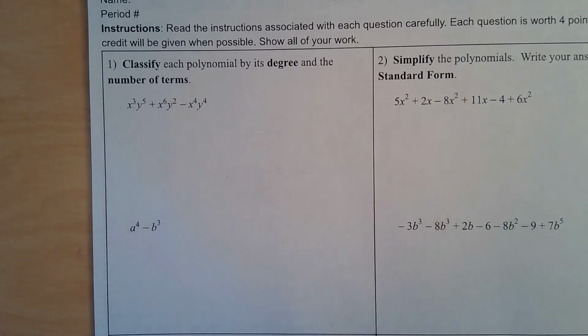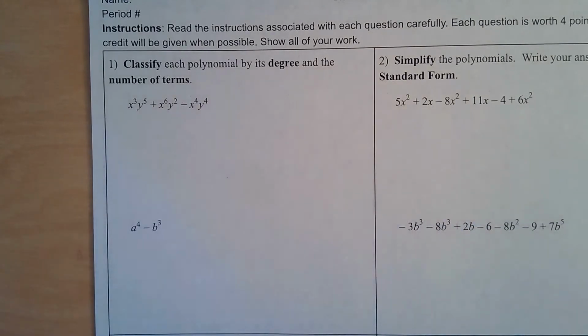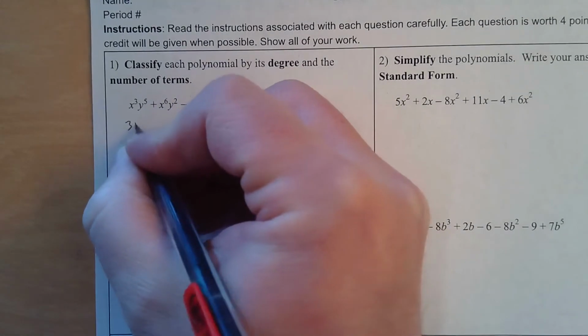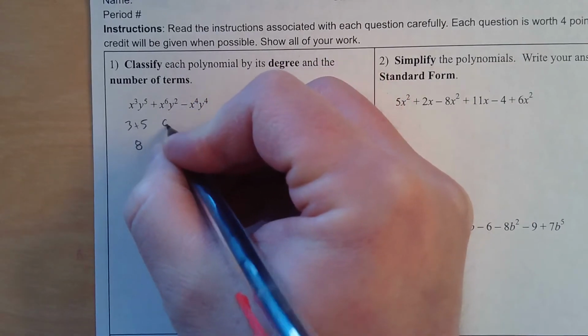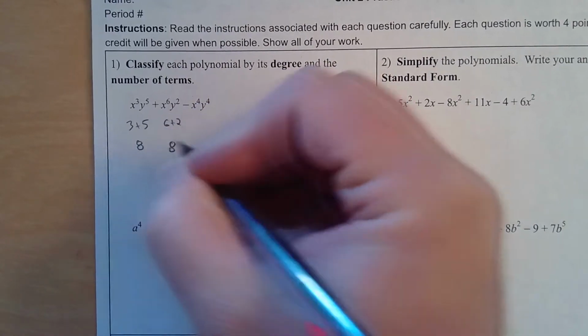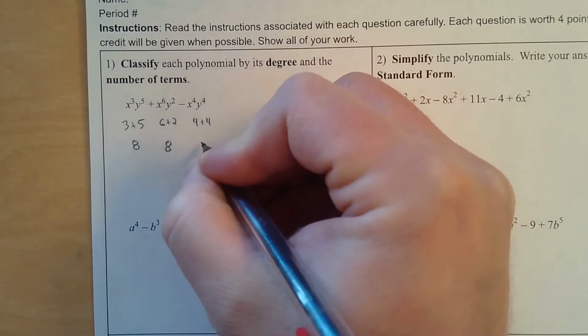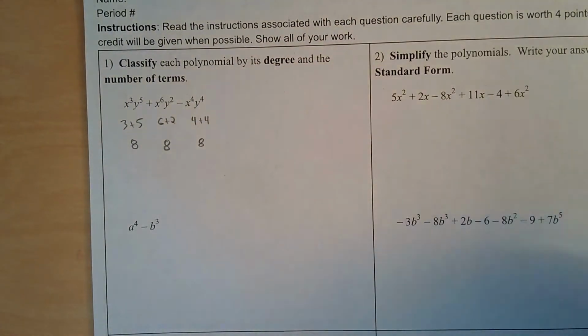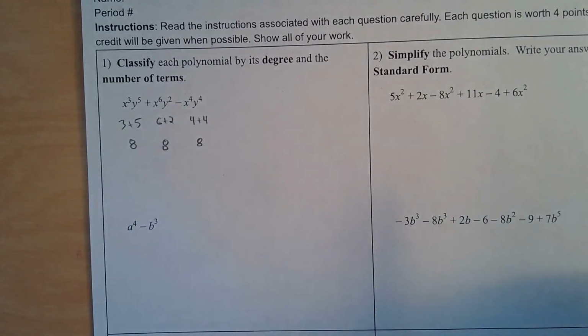in each term. So here's a term, right? That's one thing that's being added together. We're going to want to add those. So 3 plus 5 is 8. And then here 6 plus 2 is 8. And 4 plus 4 is also 8. So it just so happens that our highest exponent in all of those terms is 8. So what we're gonna call this is an 8th degree.